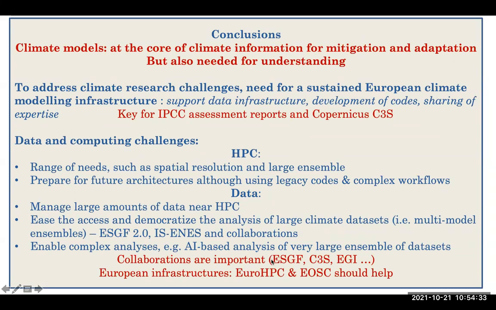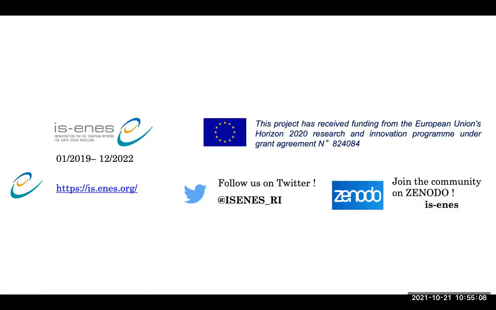For all that, collaborations are quite key. Of course, Earth System Grid Federation, in particular with the US, but also Copernicus, but also EGI. And I hope I showed you some examples of our collaborations that are already quite interesting. And we can hope that the European infrastructures like EuroHPC for the high performance computing part and EOSC should help in the future, making sure that we get the best benefit of all those large climate data sets for the largest possible community. So I would like to thank you. You can know more about EasyNES; you have the references that are given here. Thank you.